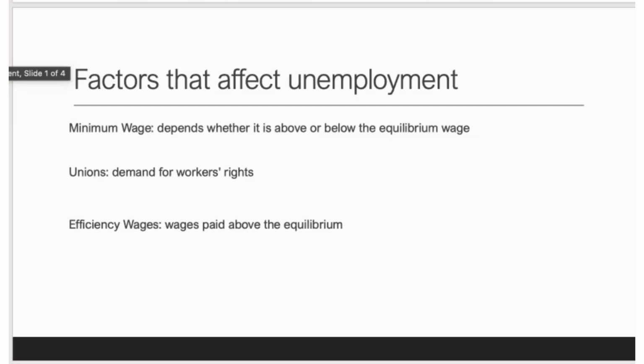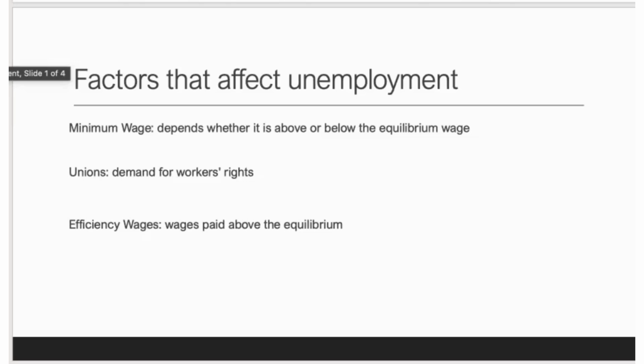Finally, efficiency wages. Efficiency wages are wages paid above the equilibrium. So, if the equilibrium is at $6, an employer might set their wages at $8. This would keep their employees working for them and prevent the need to train more people, for example. Efficiency wages are going to increase unemployment. If the wage is $8, way more people are going to want that job, but there aren't going to be as many of those jobs available because they cost more money.